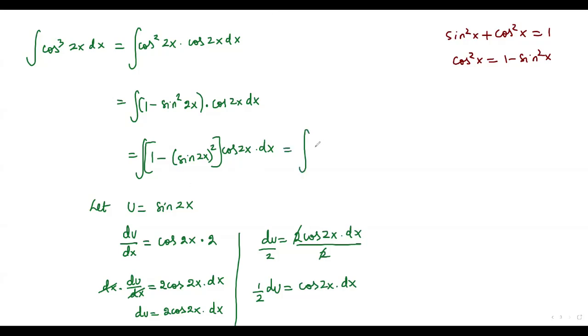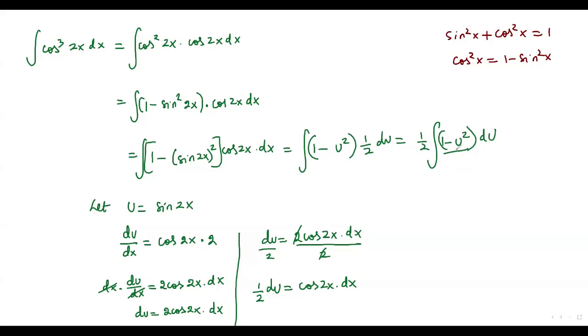Equals integral 1 negative. For this sine 2x, I can plug in u, then I'm getting 1 negative u square, times, for this cosine 2x dx, I can plug in 1 over 2 times du. Let me write it over here. Now 1 over 2 is a constant. It is multiplied by the part which contains the variable. In integration, whenever a complete variable part is multiplied by some constant, the constant can be moved out of the integral. Then I'm getting 1 over 2 times integral 1 negative u square times du, and it's a regular polynomial.